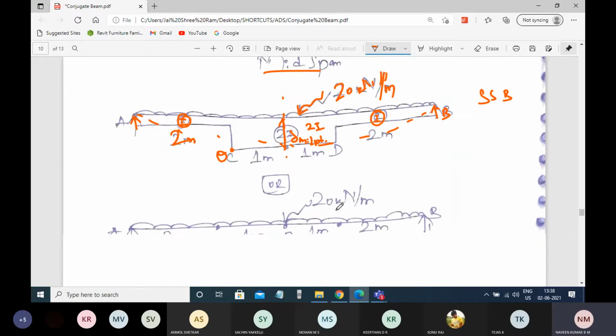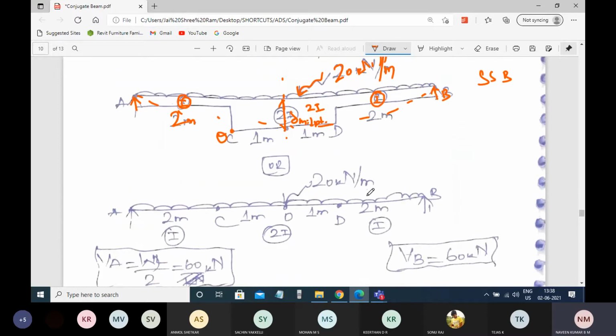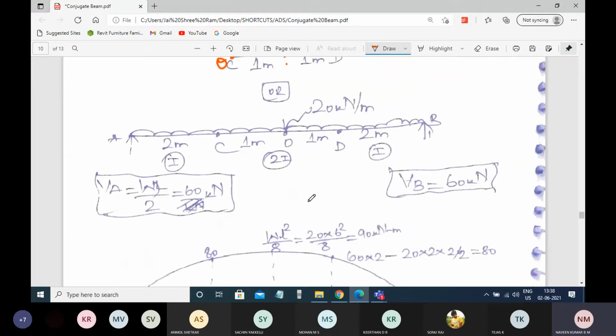This problem can be written in this way also, where you can see the distances as well as the load given in terms of symbols, not numbers. You can expect this kind also. Ultimately we need to find theta C as well as delta at the midpoint.